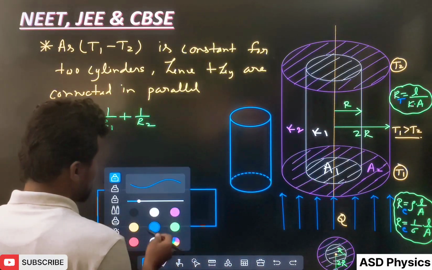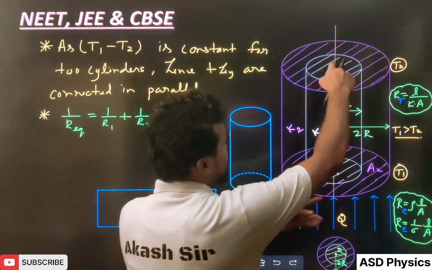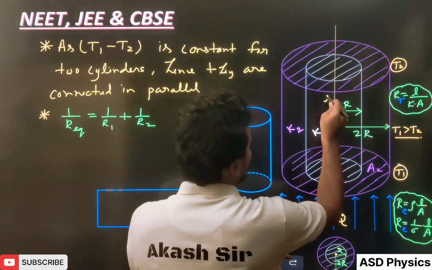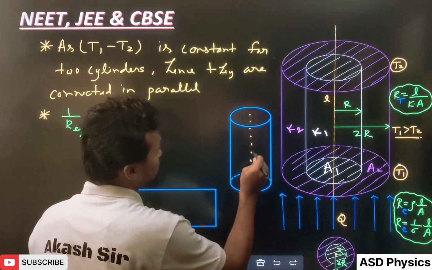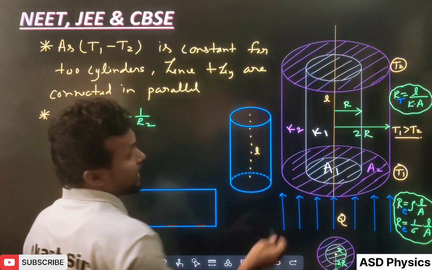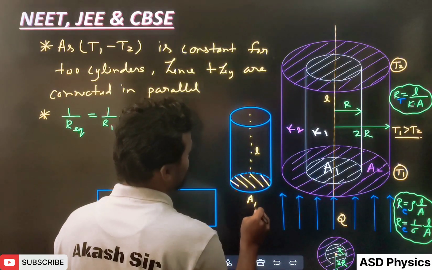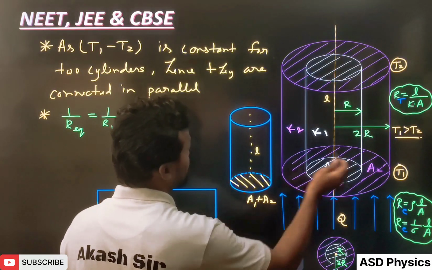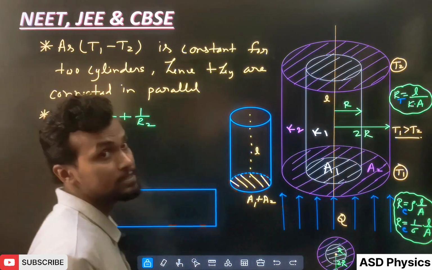This cylinder will have, maybe dimension-wise I have drawn it somewhat smaller, but remember that if this length is L, then this cylinder should also have length L. And what about the area of cross section? This area of cross section will be A1 plus A2. That means dimension-wise both the cylinders will be the same.